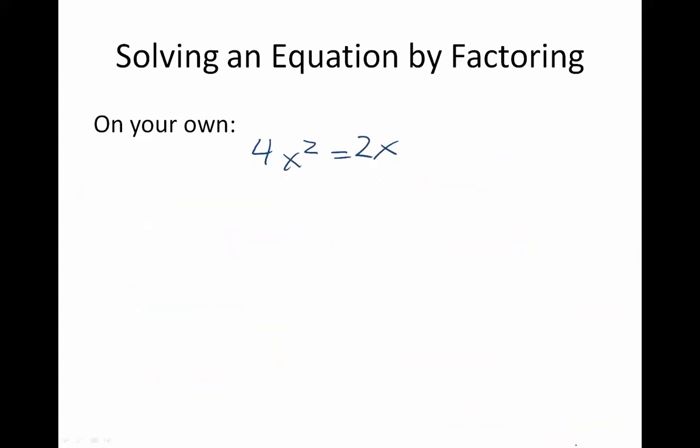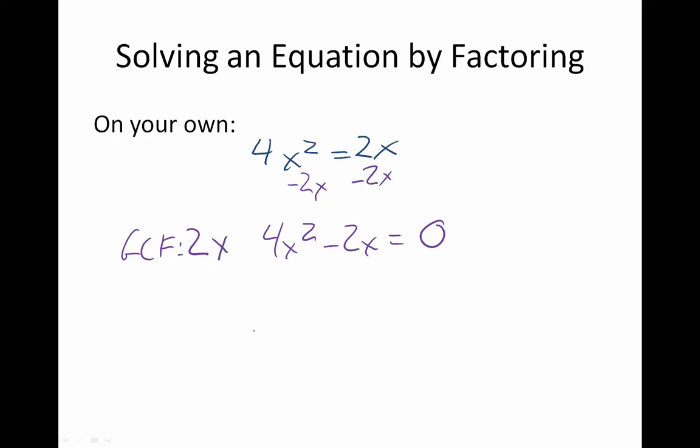Here was your last one. Had to do a little bit more on this one. Notice that it's not equal to 0. So the first thing you need to do is get the x's on the same side so that it's equal to 0. That's step 1. Now let's do what we've been doing, right? Pull out the greatest common factor. So what's my greatest common factor here? 2 and 4 is 2. x and x squared is x. So I'm pulling out 2x, which means I'm dividing this expression by 2x.